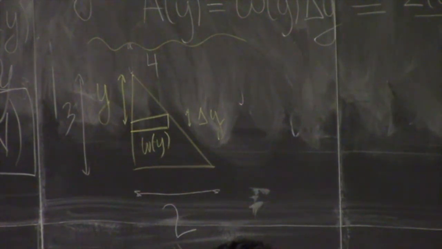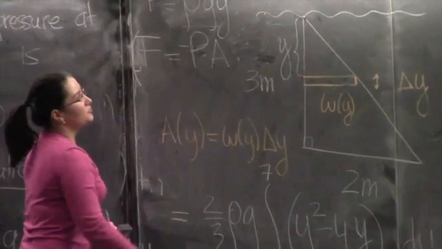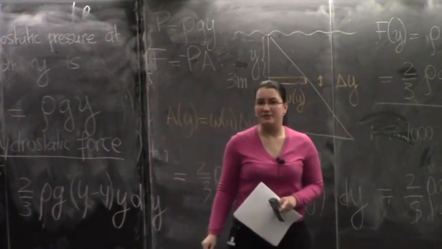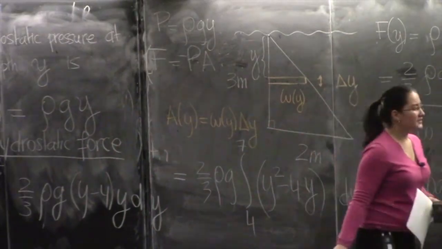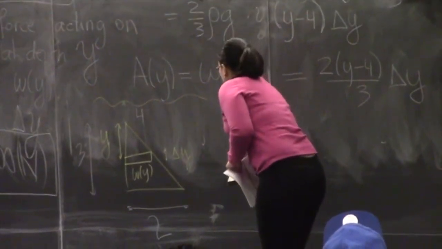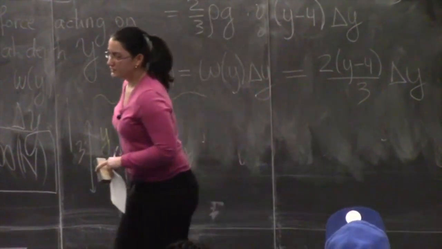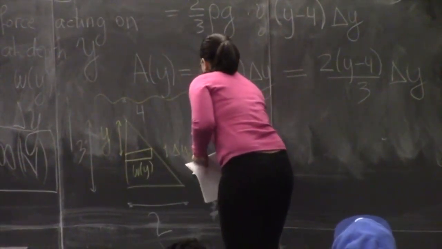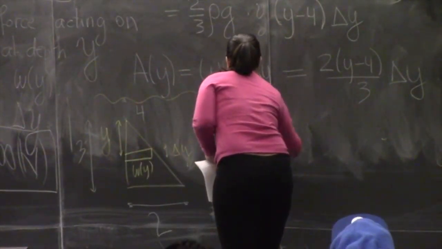Okay, but this is then exactly the same picture that we had in example number 2. So it means that when we compute W of Y, we get to use the same proportionality relation from that triangle. So when you compute the area, you get to use a formula which is W of Y delta Y.